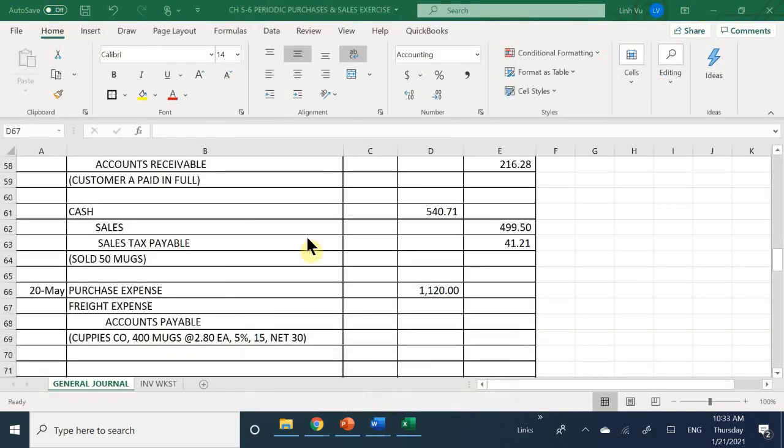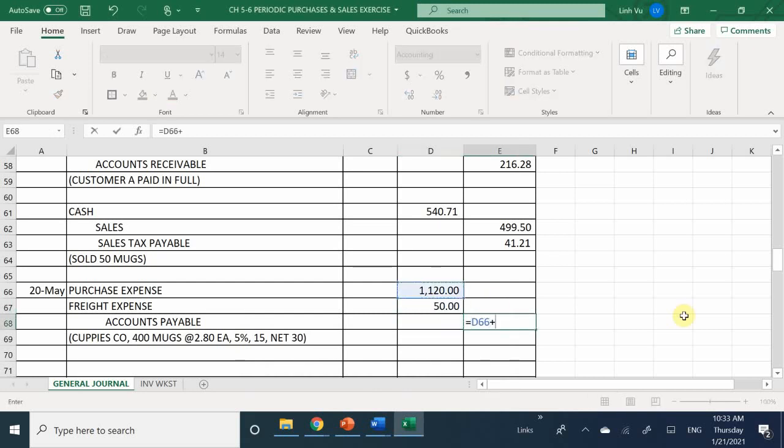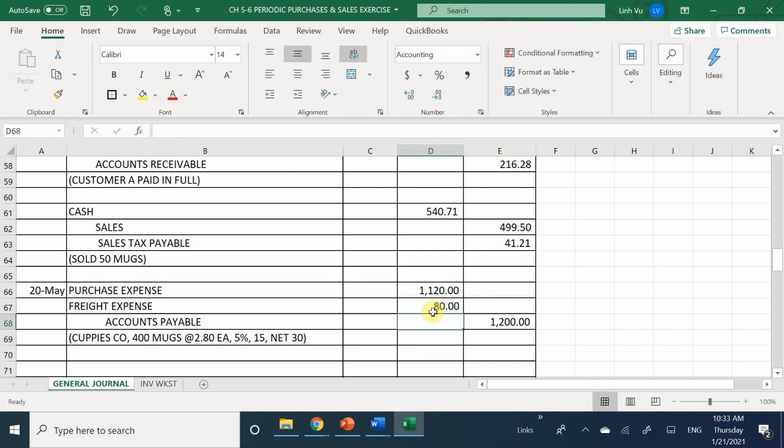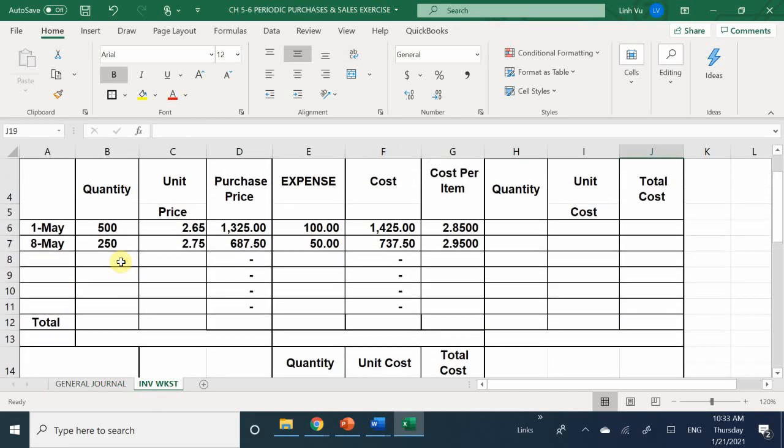So here in grand total, what is the total amount that I owe this vendor now? 1200. Your freight expense is wrong. It's supposed to be 80. Yes, you're right. 80. Sorry, fat fingered that. So 1200. Perfect. Okay. Now I'm going to go to my inventory worksheet and fill this section out here.